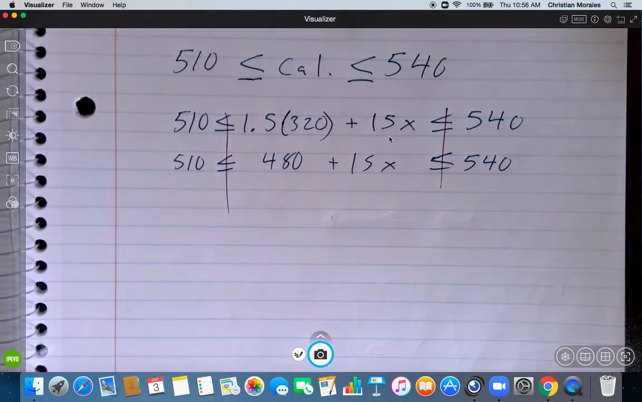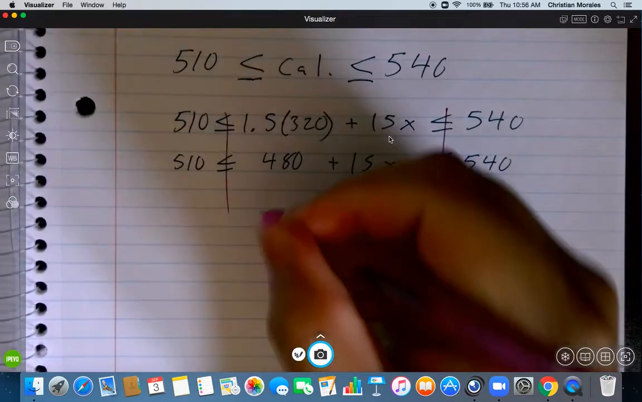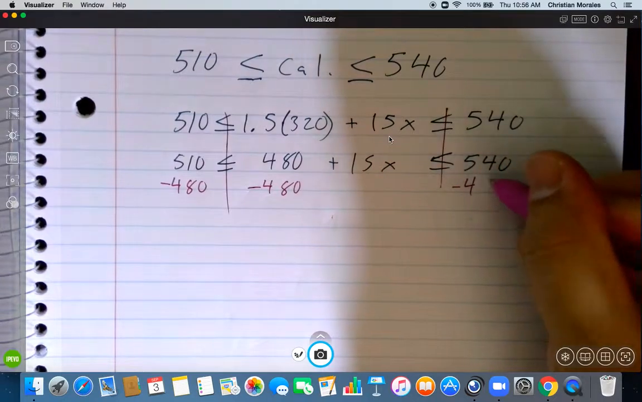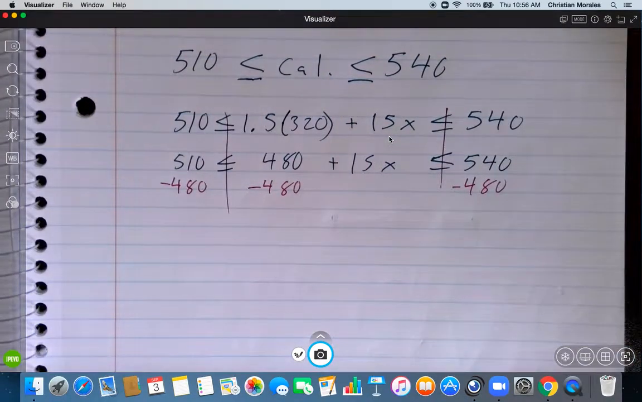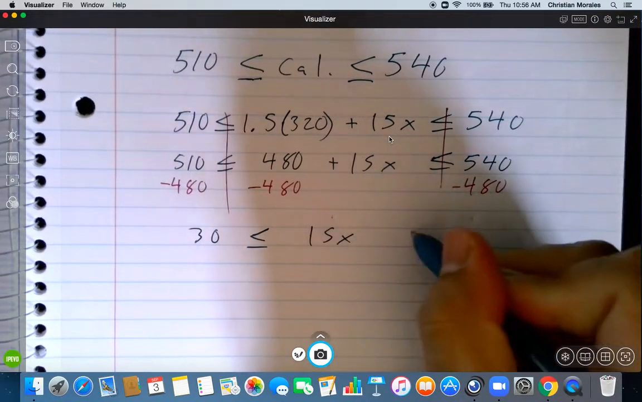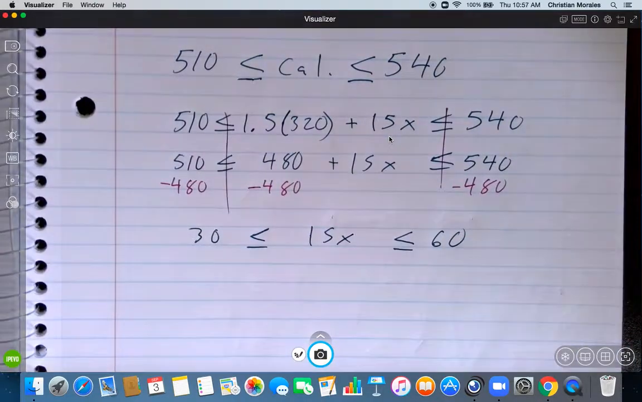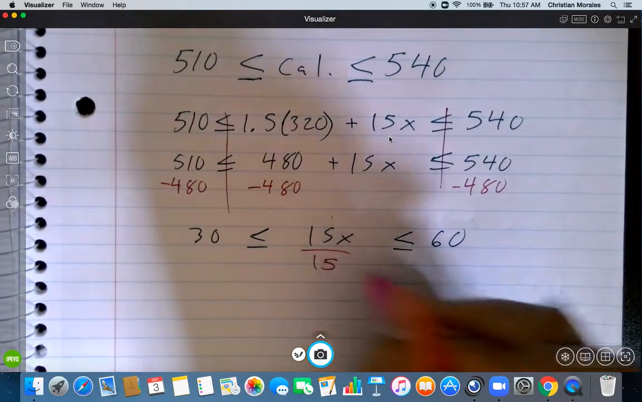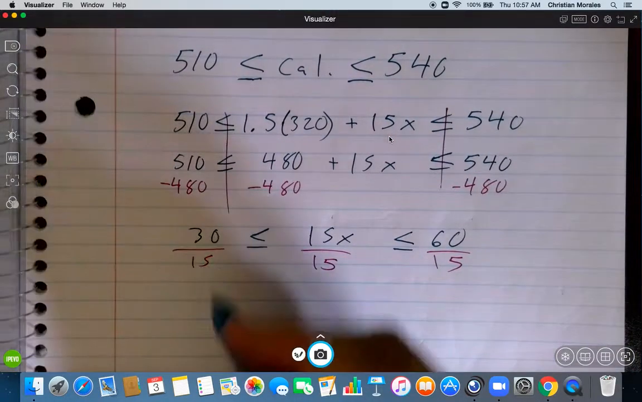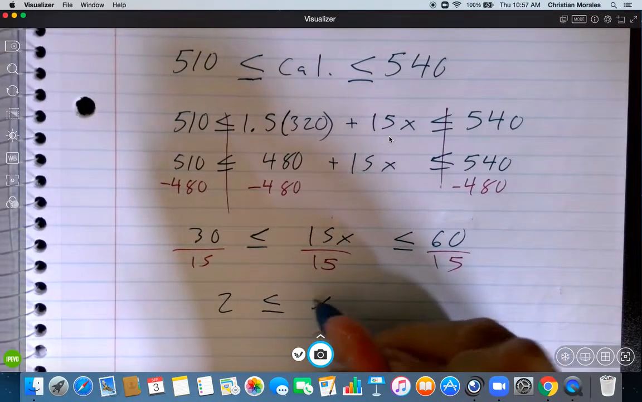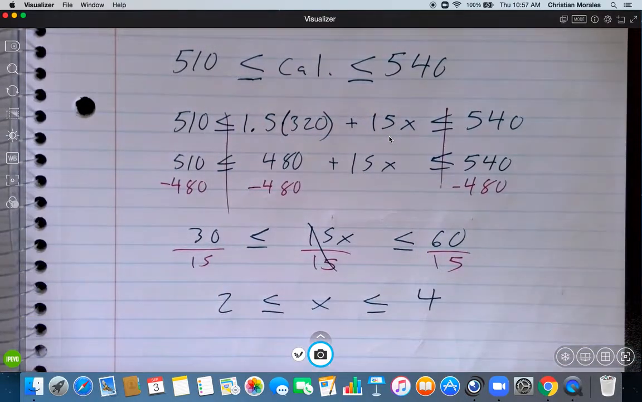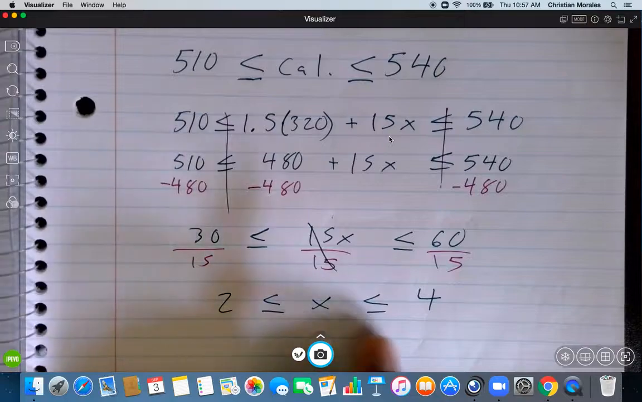Okay, now inverse operations. Now we can start canceling things out. So I'm going to start with 480. I'm going to subtract 480 from all sides. That's going to leave me with 30 on this side, 15x in the middle, and 60 on this side. Next step, I'm going to divide by 15, but you're going to divide all sides by 15. So this gives me 2. That cancels out, so it's just 1x. This gives me 4. So x is greater than or equal to 2, but less than or equal to 4.